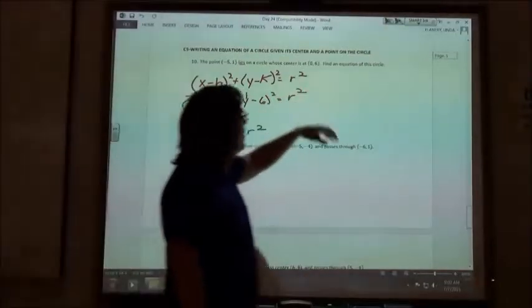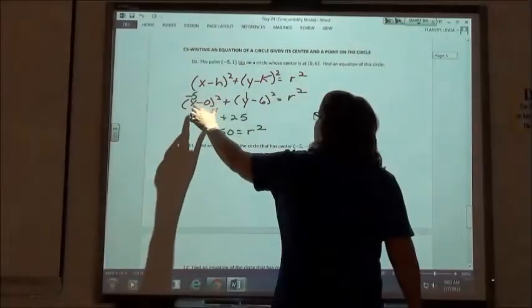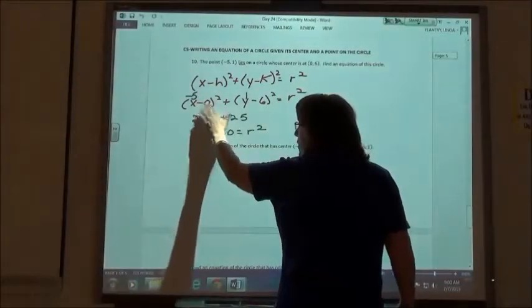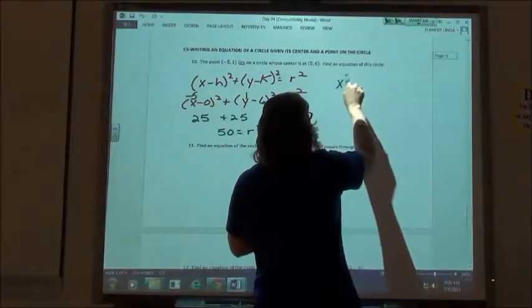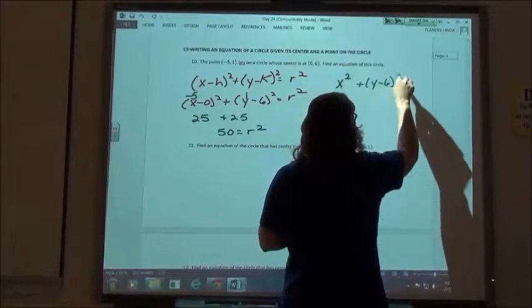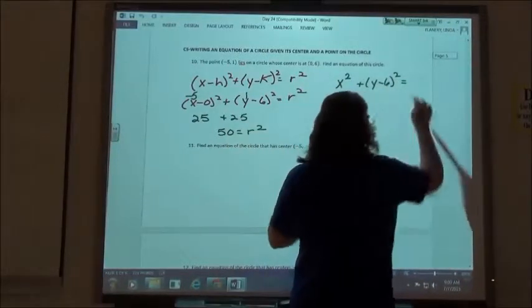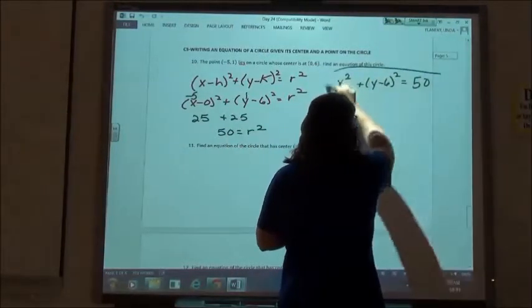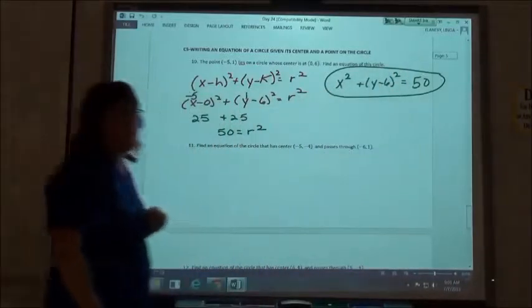We're then just going to put our equation in standard form. If I have x minus 0 squared, I really don't need that 0. I'm just going to write it as x squared. Then I had plus y minus 6 squared. And then my r squared value was 50. And that's going to be the equation of my circle then.